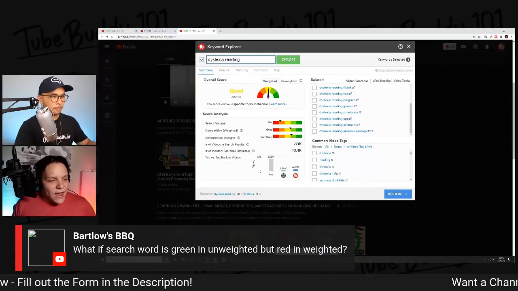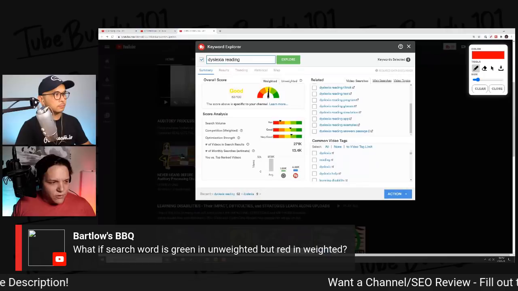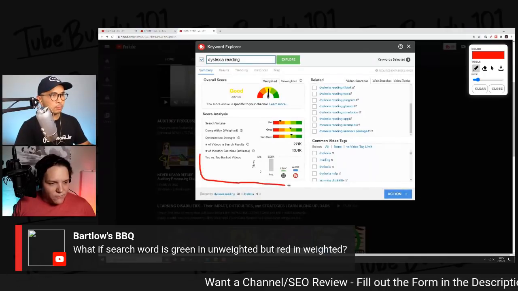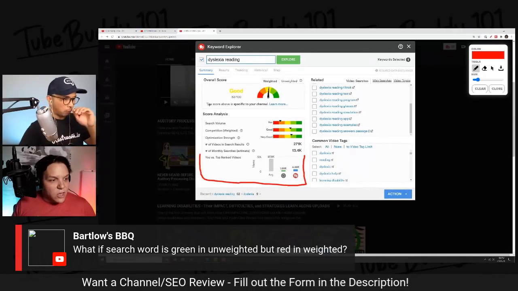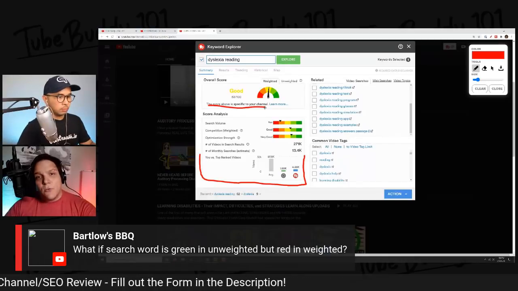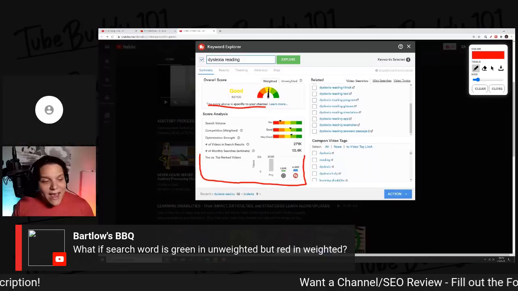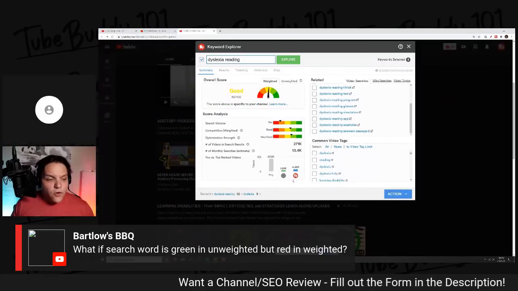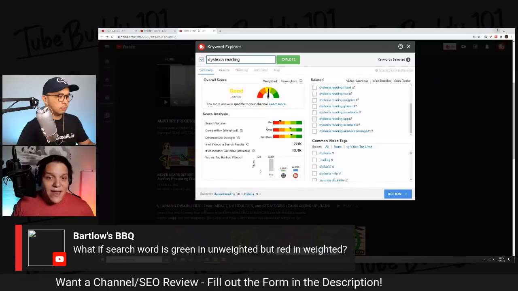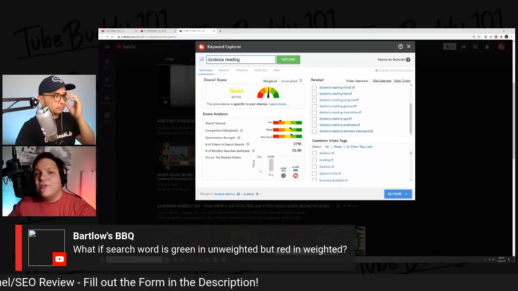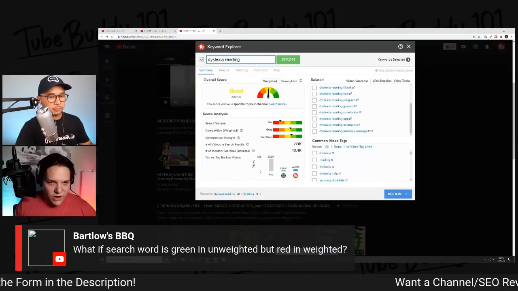You will see that it includes this section right here, which is the U versus top rank video section, which takes your specific channel into account when doing keyword research. So Bartlow's Barbecue, you may not have the authority yet to start doing well for a term. And that doesn't mean you can't target that term. It just means you have to keep your expectations realistic, right?